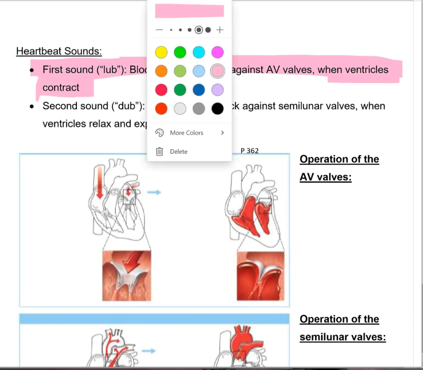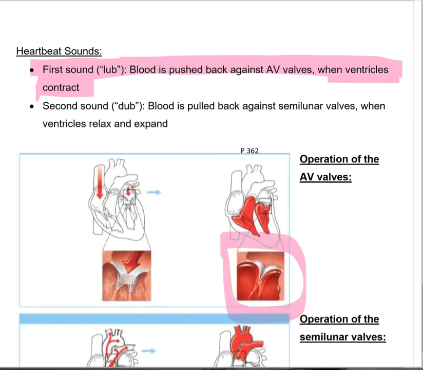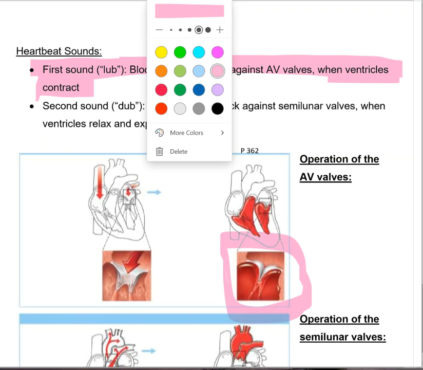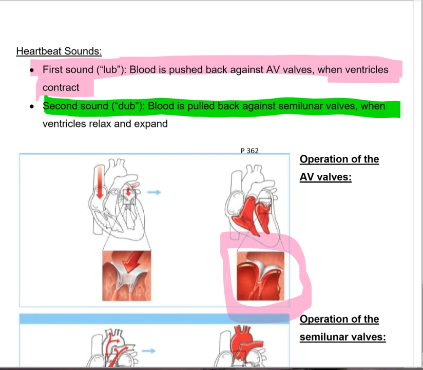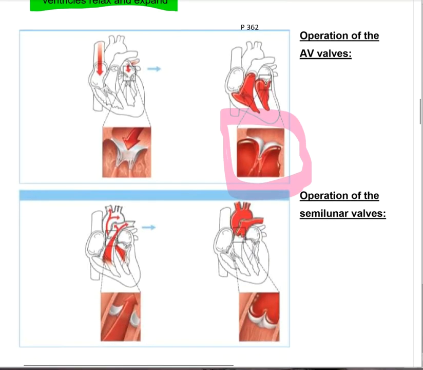Okay? Now, that's this part right here. The second sound is the dub sound, and this is when the blood is being pulled back against the semilunar valves when the ventricles relax and expand. So what happens is we eject blood through the semilunar valves, and they go into the pulmonary trunk and the aorta here. You can see that down here. The semilunar valves are called that because they look a little like half moons, don't they? They look like a little moon that's only in half.